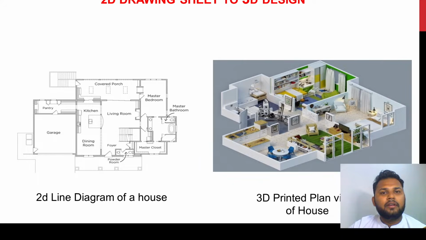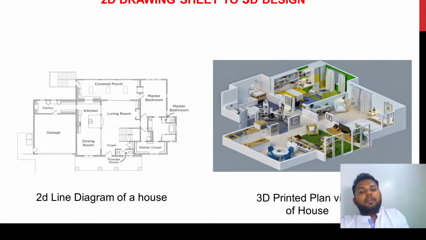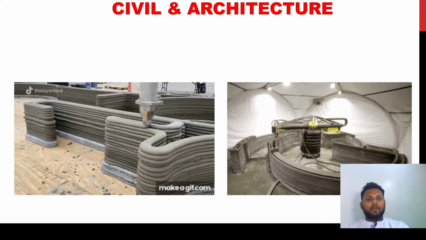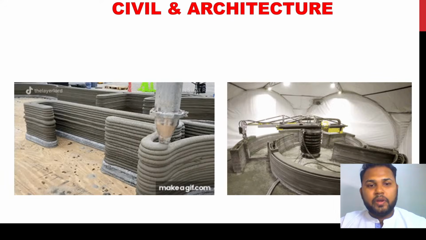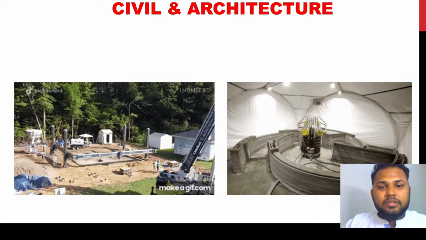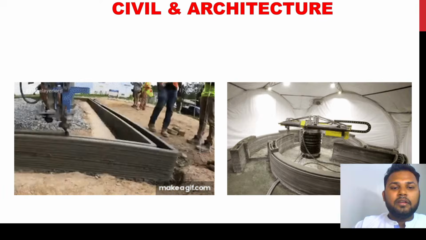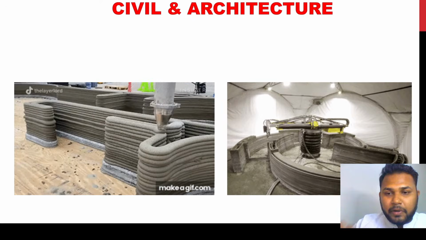This is the 2D design people used earlier, and still use these days, but currently there are lots of AI software and AI websites where you can put in this 2D sketch and ask them to create a 3D design of it, and the AI will create it for you. Okay. Civil and architecture. So can anyone tell me what this 3D printer is printing, or what this printer is called?